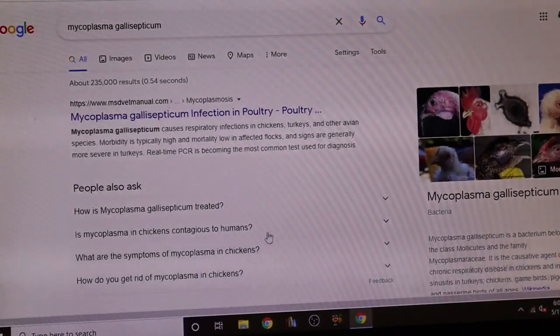So we go to Mycoplasma gallisepticum. You have to be very precise, because Mycoplasma can also affect human beings and cause pneumonia in the lungs. Okay, that's a lung disease. So let us be specific: Mycoplasma gallisepticum, and this affects the chicken.